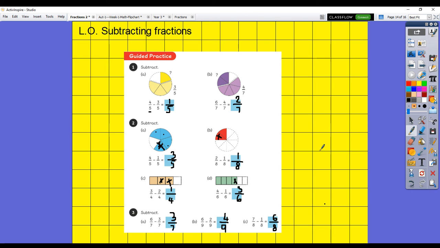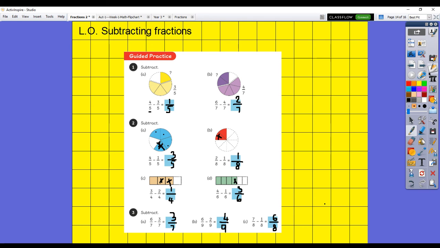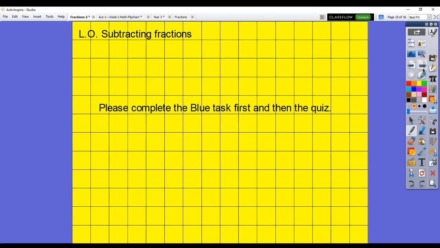I'd like you to pause the video here. I'd like you to have a go back to the beginning of this guided practice. I want you to do the guided practice first, and then you can move on to the activities. So remember, complete the blue task first and then the quiz.